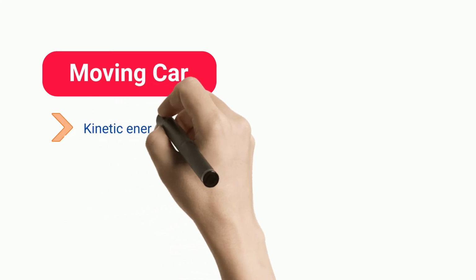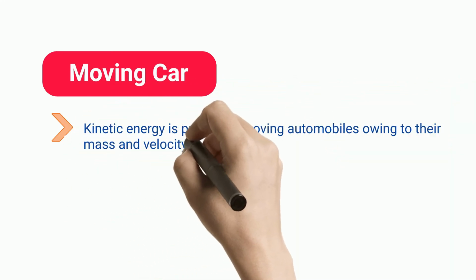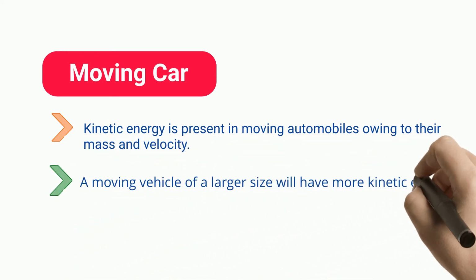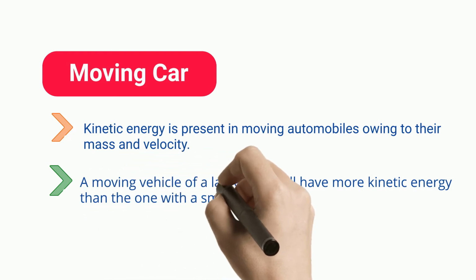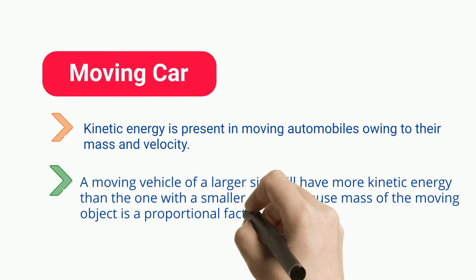Moving car. Kinetic energy is present in moving automobiles owing to their mass and velocity. A moving vehicle of a larger size will have more kinetic energy than one with a smaller mass, because the mass of the moving object is a proportional factor in the formula of kinetic energy.